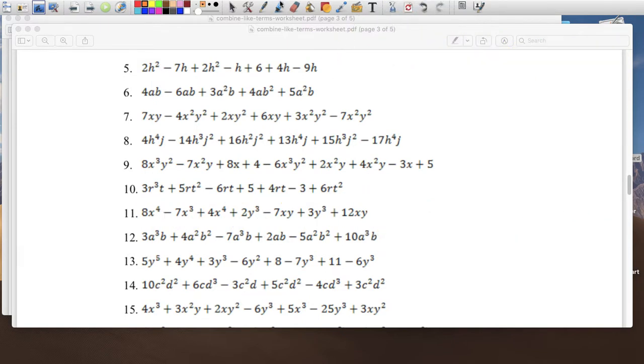that. 13. I am looking for anything that has an a to the 3rd power and a b. So 3a^3b. Is there anything like that? Yes, there is right here. If you look at the a's, they're exactly the same. So it's -7a^3b. And finally, there's one more. Plus 10a^3b. They're all exactly the same.